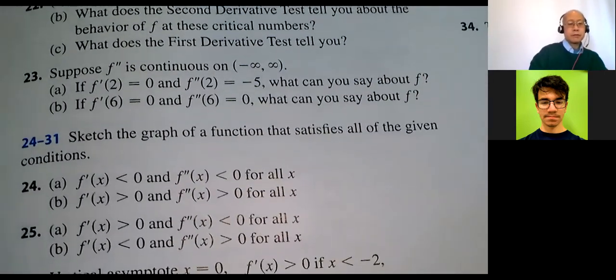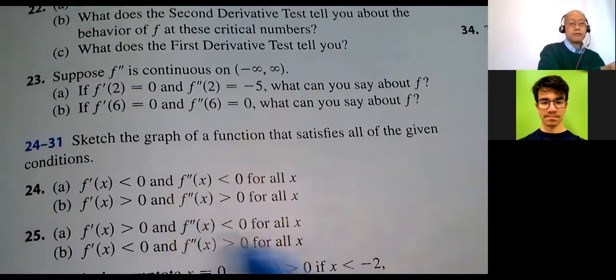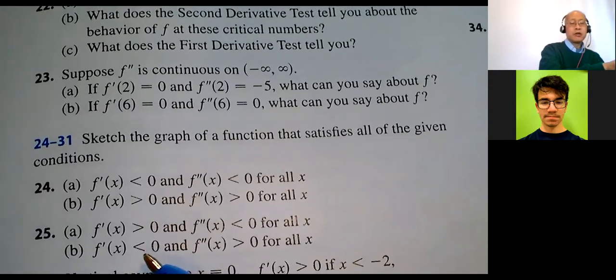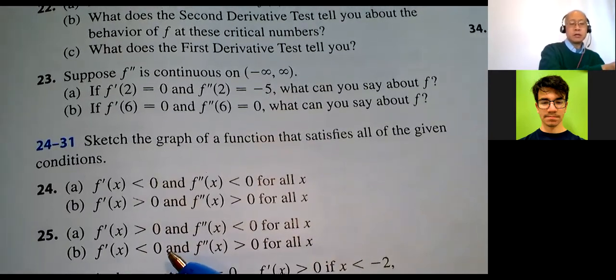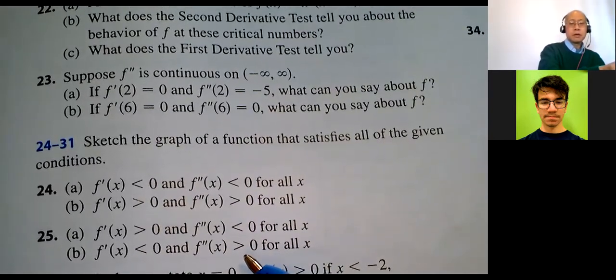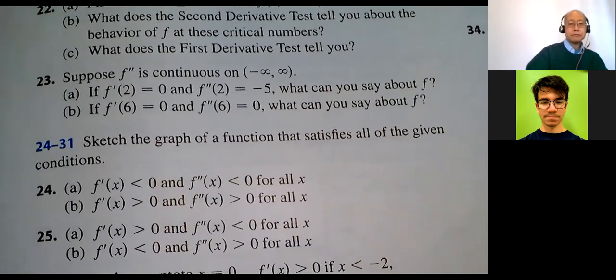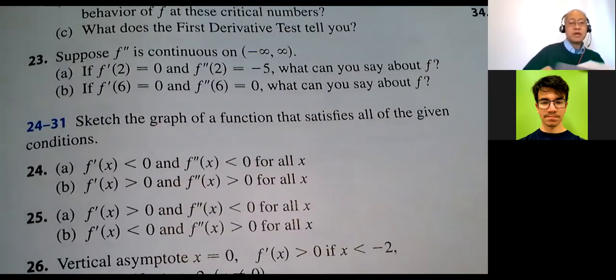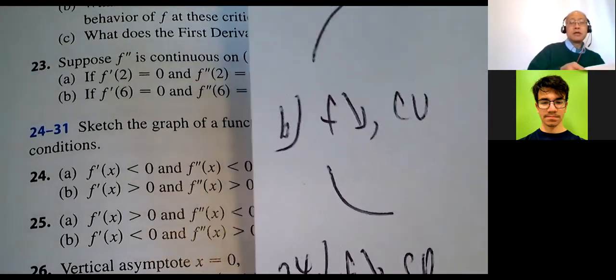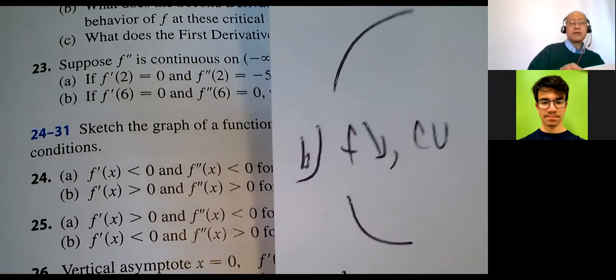B, reverse, reverse. F prime less than 0, decreasing, concave up. So 25B, decreasing, concave up.